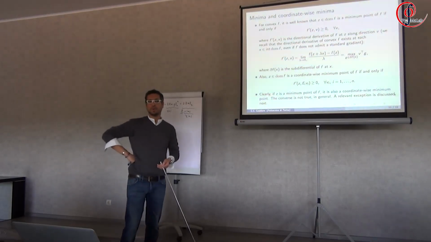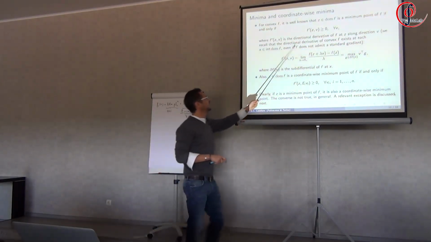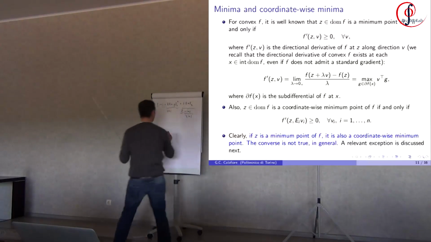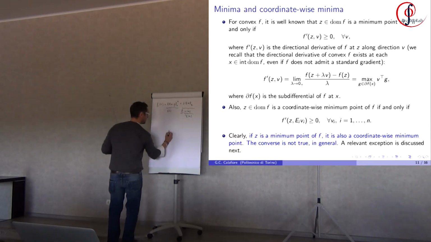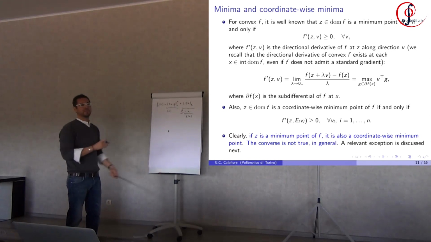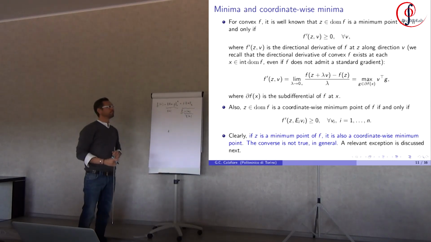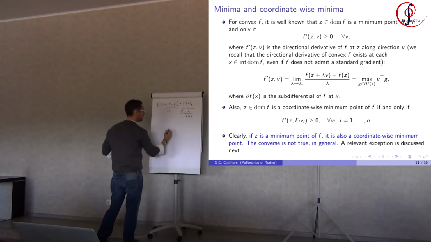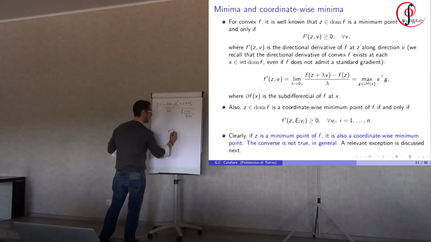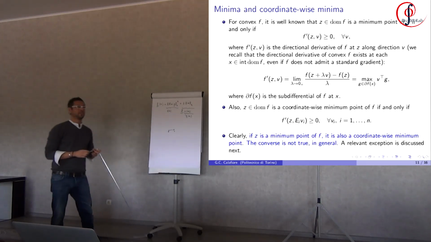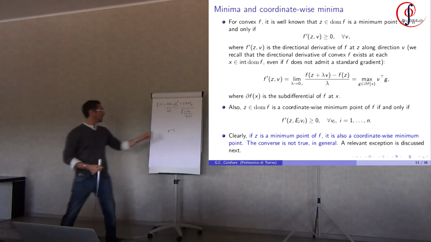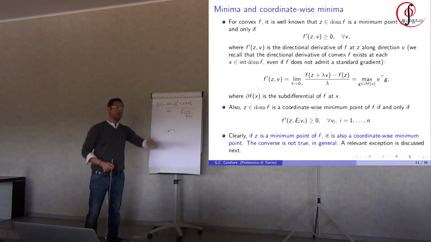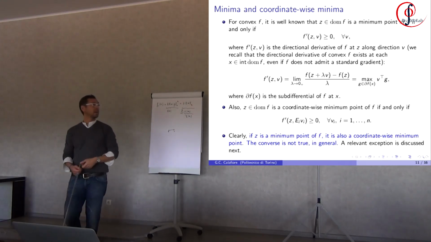Why? Intuitively, the reason is the following. The directional derivative, if we are at a point z, gives us the rate of increase or decrease of the function along a direction. So we have z and a direction v, and if we look at the directional derivative of f at point z along the direction v, it tells us if our function is increasing or decreasing along that direction.